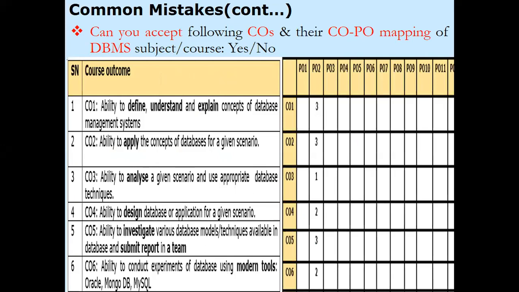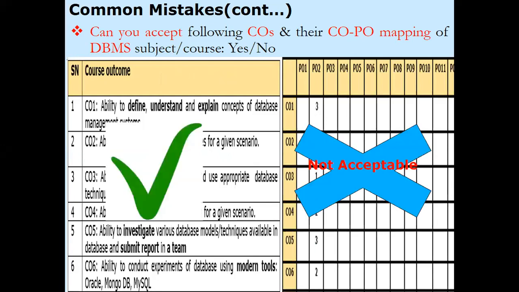Do we accept the following CO and CO-PO mapping? The answer is yes. Here, the left side, the course outcomes, are correct, but the right side, the mapping, is wrong. In the sense, from the CO's point of view it is correct, but from the mapping point of view it is wrong.